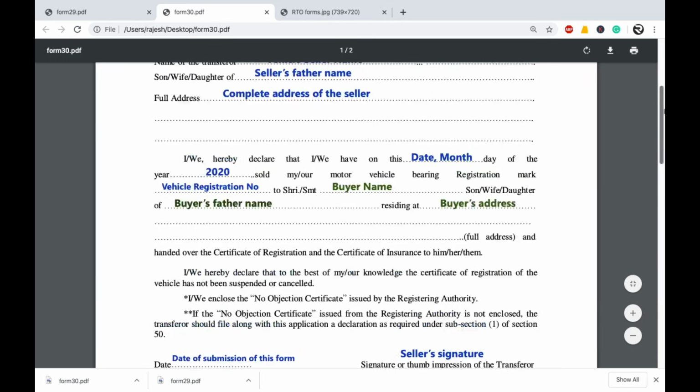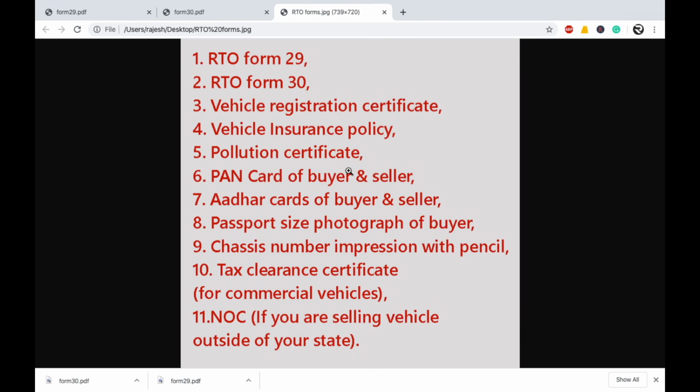After submitting this form, you need to submit other documents like vehicle registration certificate, vehicle insurance policy, pollution certificate, PAN card of buyer and seller, and Aadhar cards of buyer and seller, and passport size photograph of buyer, and chassis number impression with pencil. You can take the impression of chassis number on your paper with a pencil. And tax clearance certificate. It is for the commercial vehicles. For non-commercial vehicles, you don't need to submit this tax clearance certificate.